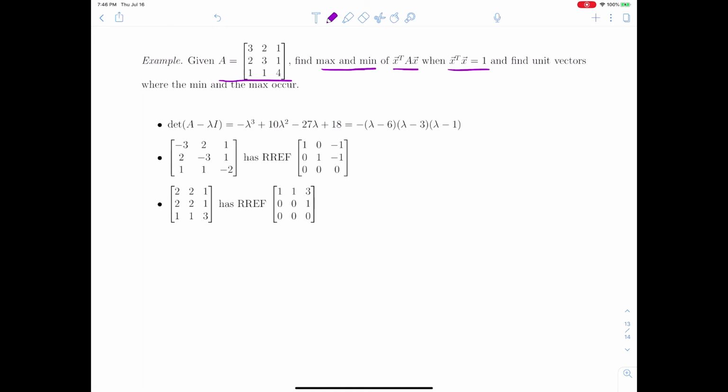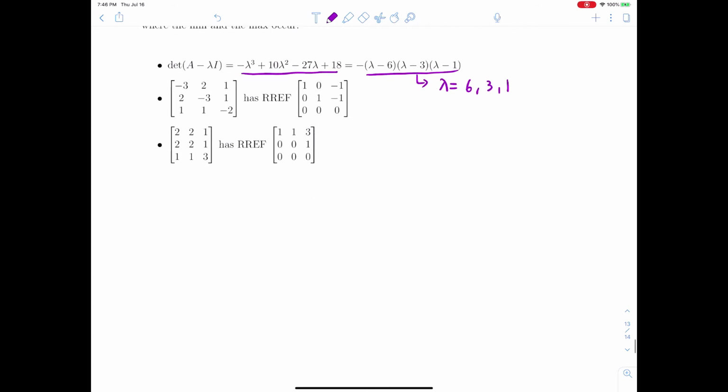So the first thing you want to do is to find the eigenvalues of the given matrix. So the characteristic polynomial is given by this, and the synthetic division gives you that. So this tells you that the eigenvalues are 6 and 3 and 1. So the largest eigenvalue equals 6. So we can tell that the max value should be 6. And we want to find where we get the max value.